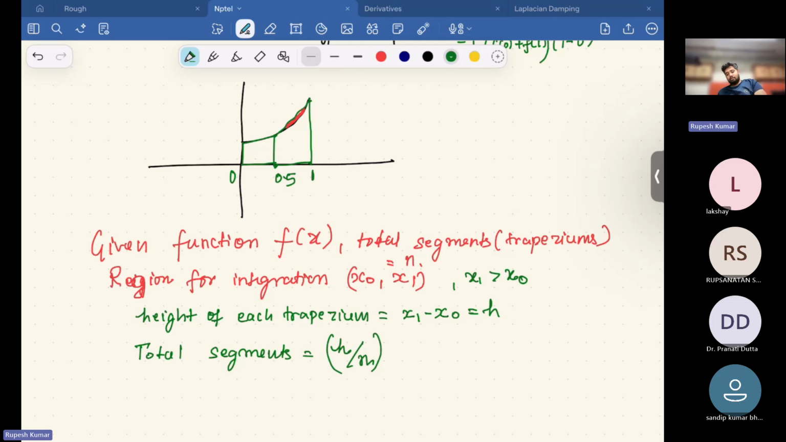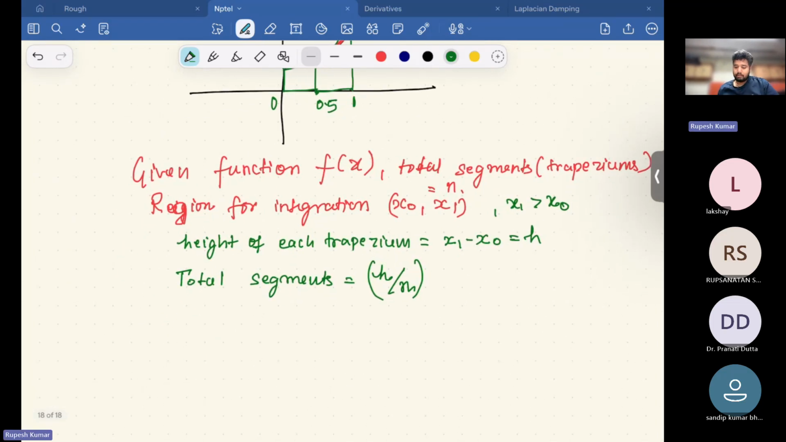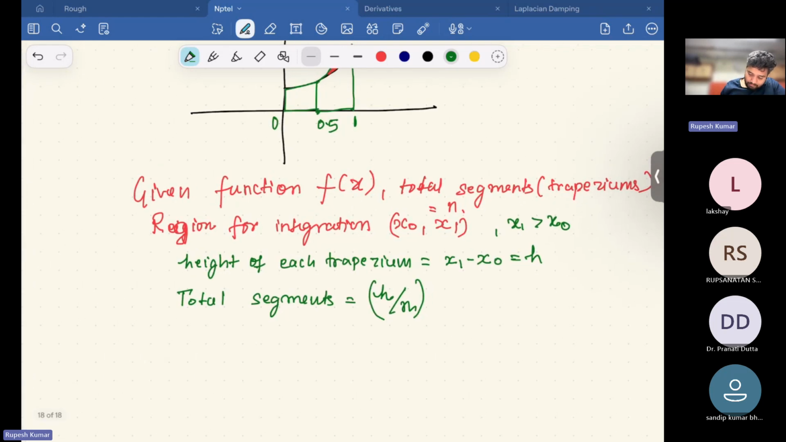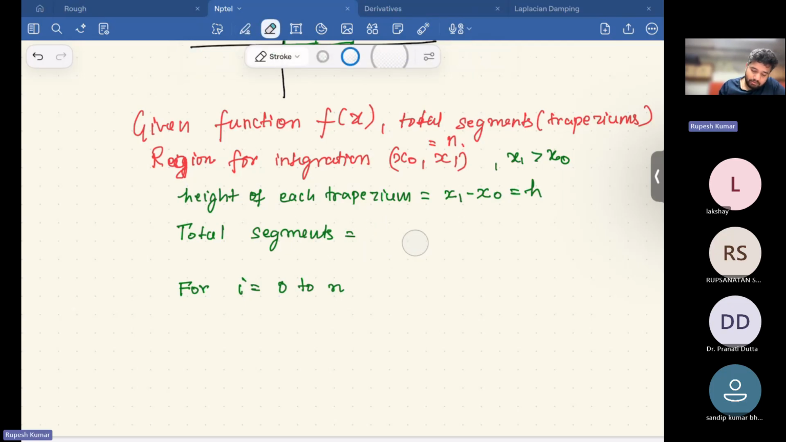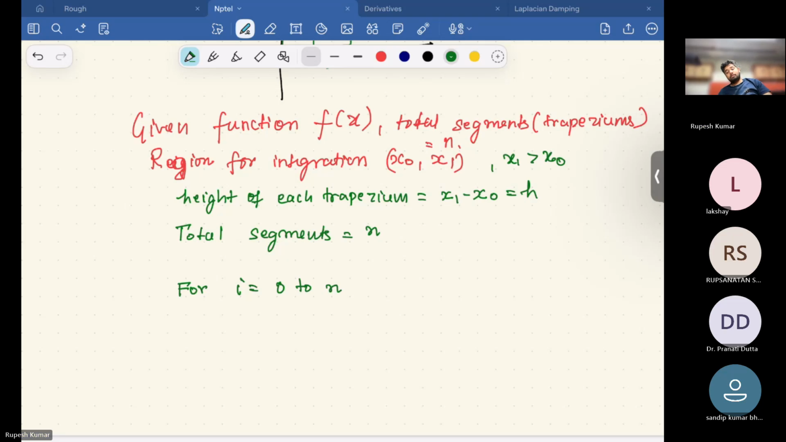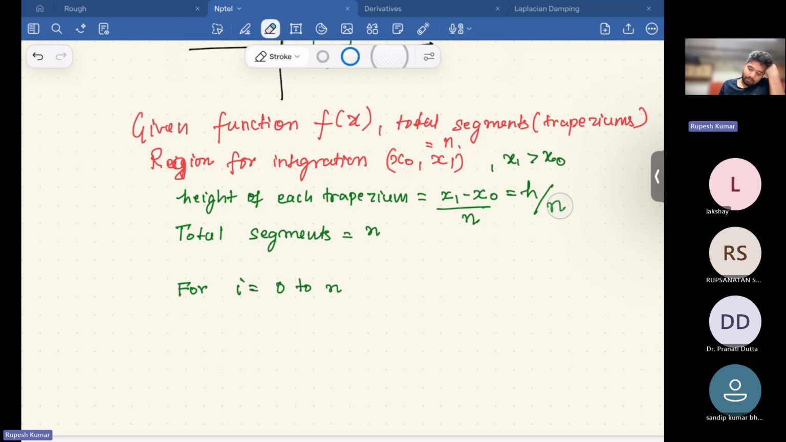Right. So for the beginning, we will start the loop here. So I'm writing a pseudocode here. For i equals 0 to n. The total segments is already n, right? Total segments is given, is already n. So height would be h by n, x1 minus x0 by n. So height will be h, which is x1 minus x0 by n, right?